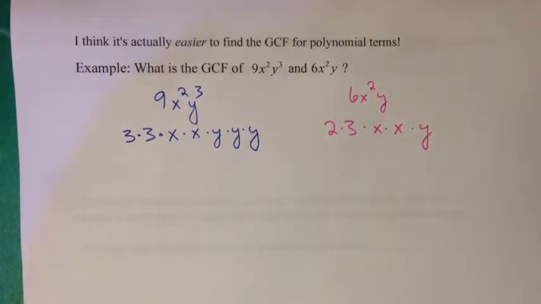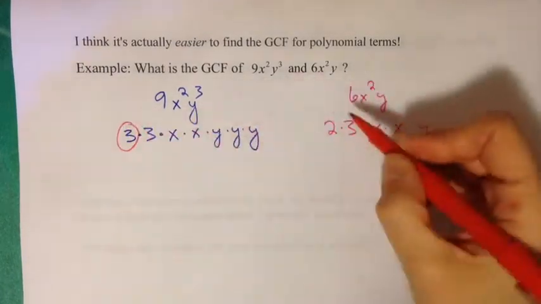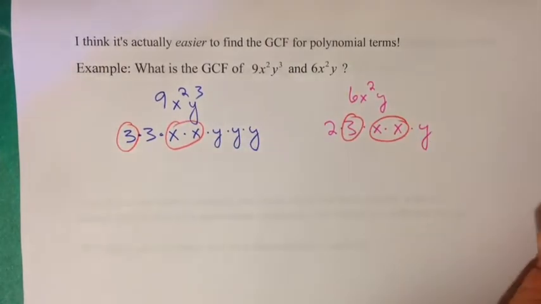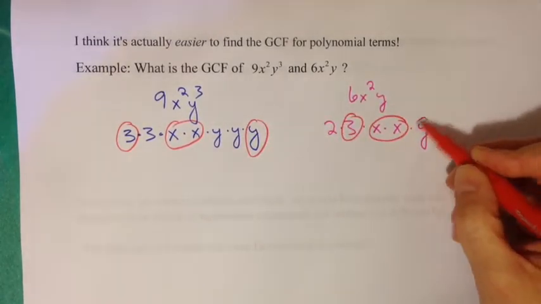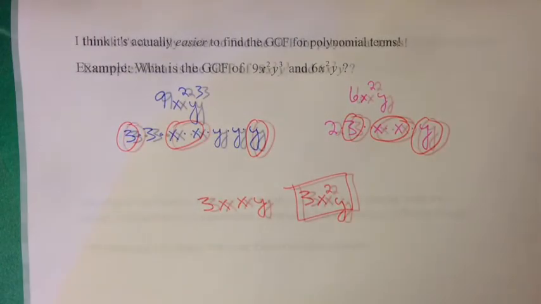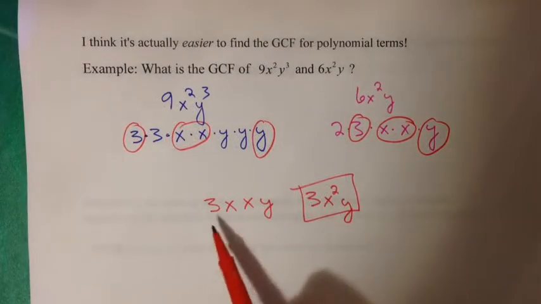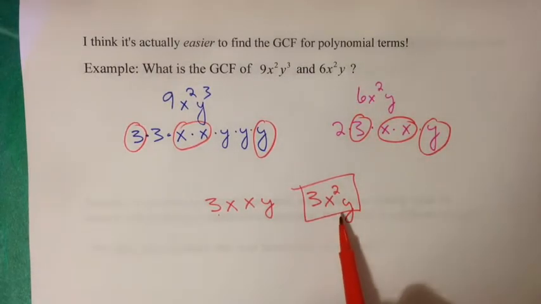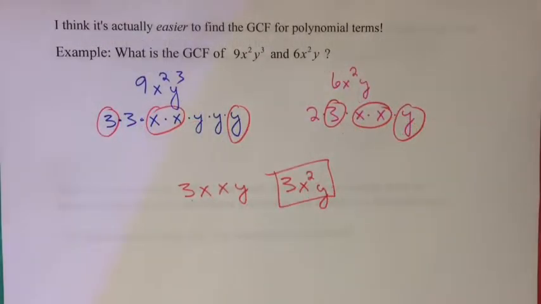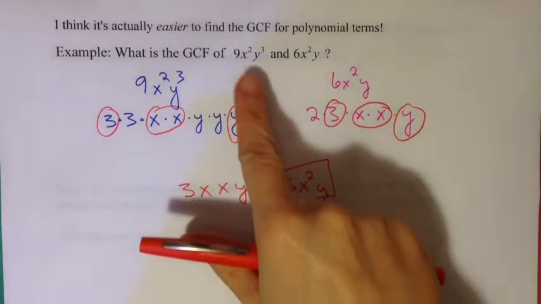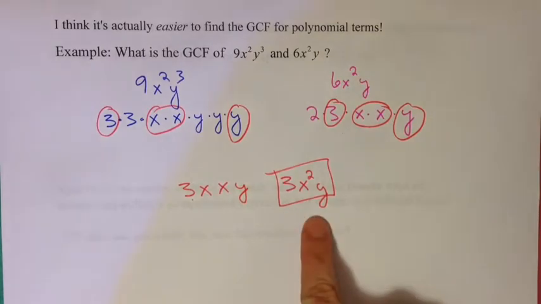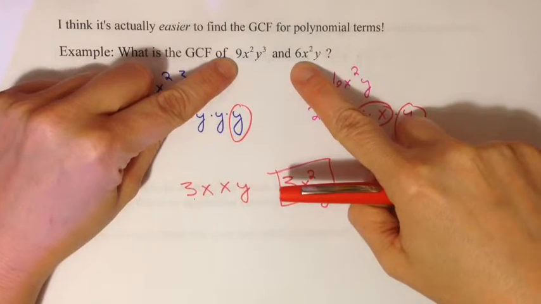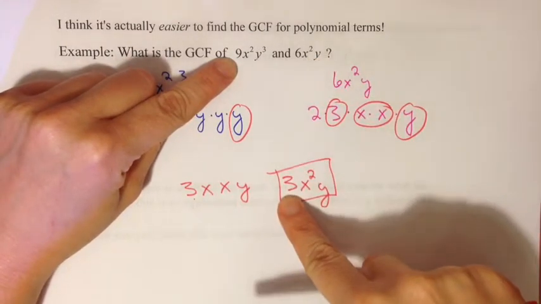Now we look to see what they have in common. There's a 3 in both of them. There are 2 x's in both of them, and each one has at least one y. That makes my greatest common factor 3, x, x, y, or 3x squared y when we put them all together. It's entirely possible that you could go straight from looking at these two terms to writing down the greatest common factor here. Notice that between 9 and 6, the only number that goes into both of them is 3.